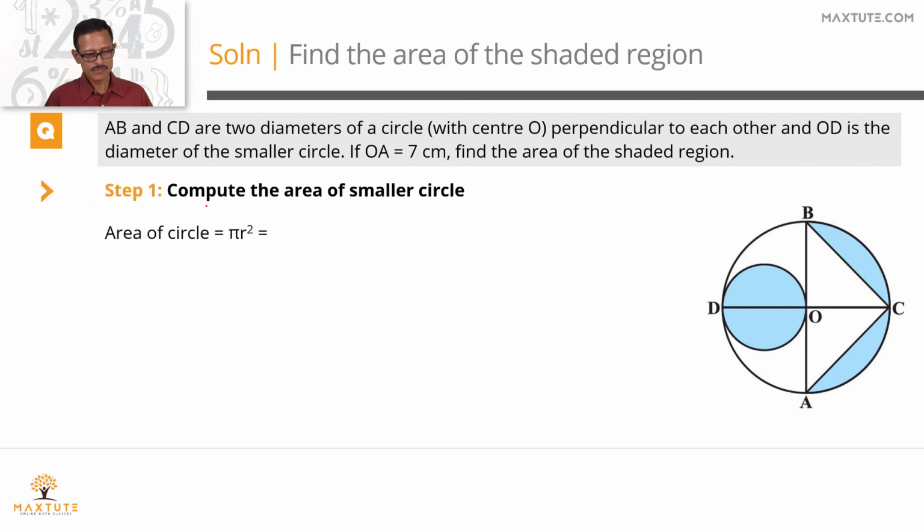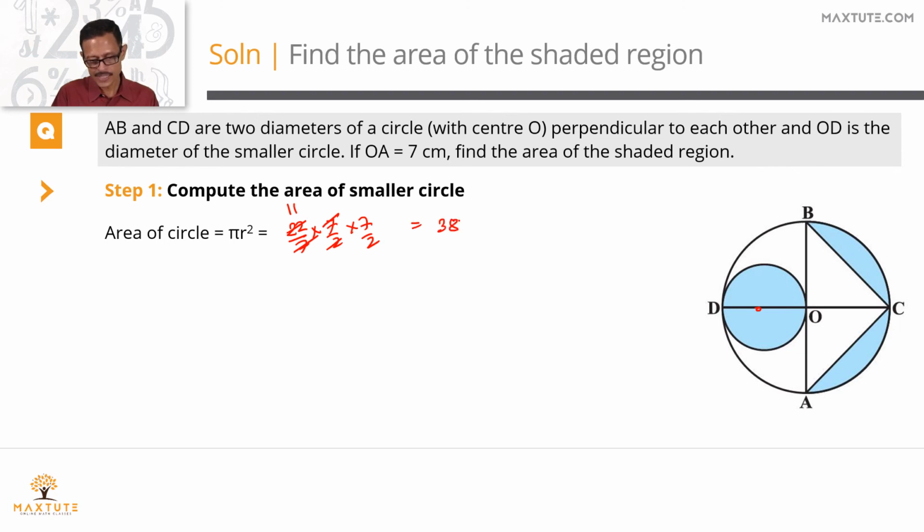Start with region 1. Area of the circle is pi r square, which is 22 by 7. I'm taking r to be 7 by 2 just to make calculations easy. 7 by 2 and 7 by 2. This entire thing is 7, so 7 by 2. 7 gets cancelled with 7. 22 gets cancelled with the 2 to leave us with 11.